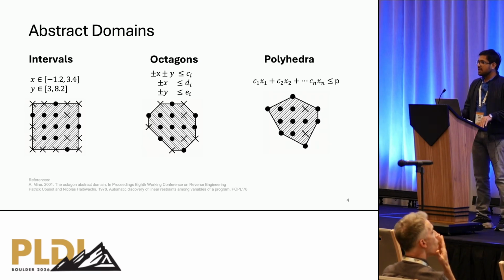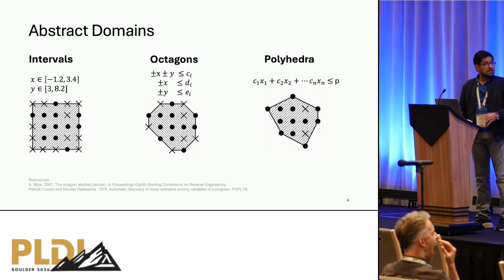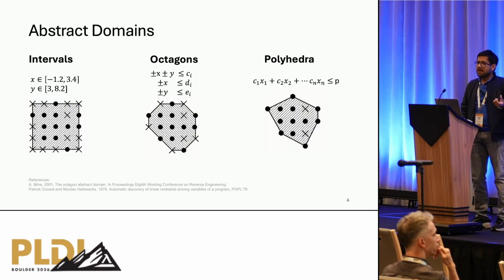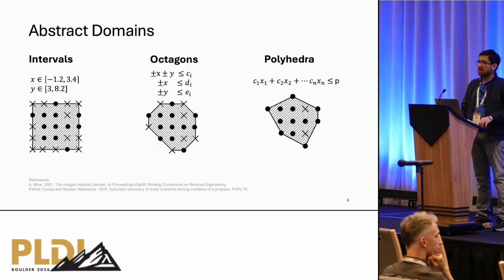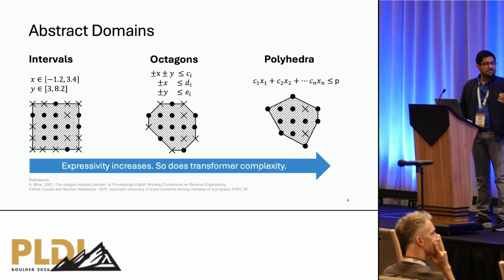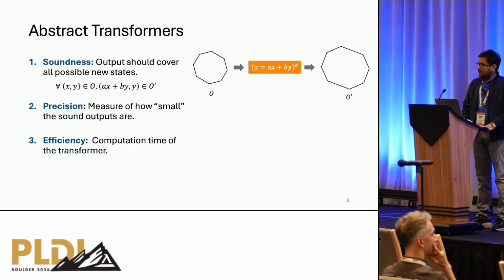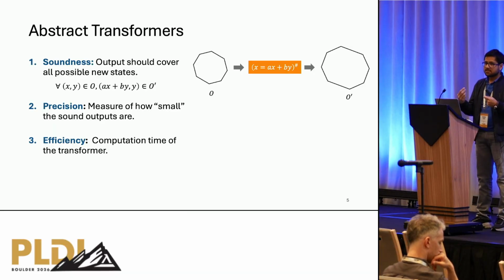There can be many abstract domains. We saw an example of the interval domain. The Octagon domain has intervals as well as bounds for the addition and subtraction of variables. And then there is the Polyhedra domain, which allows you to represent state with an arbitrary set of linear inequalities. It's a known fact that as the expressivity of the domains increases, the complexity of transformer design increases.